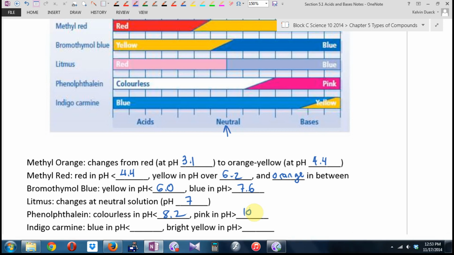Indigo carmine is blue in a pH less than, well, way over here, 1, 2, 3, 4, 5, 6, 7, 8, 9, 10, 11 and a bit. I looked it up. pH less than 11.4, it's blue. It's bright yellow in a pH bigger than 13.